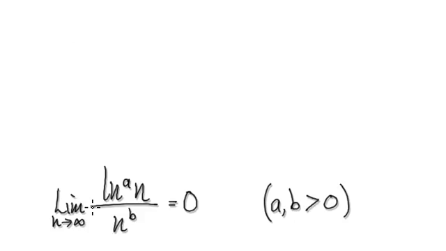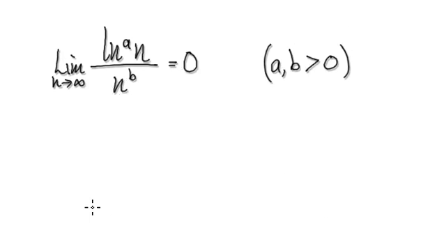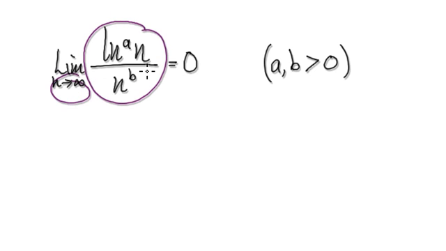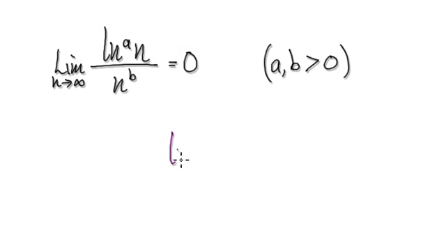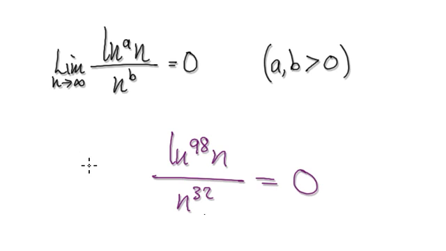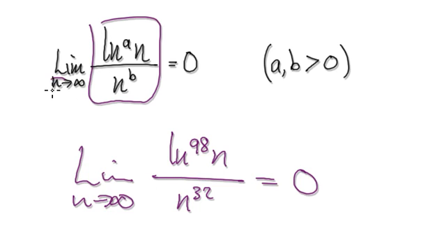So the moral of the story here is that the limit of this thing here as n heads to infinity will be 0. Even if you have, I don't know, natural log of 98 over, let's say, n to the power of 32, the limit of this will be 0 as n heads towards infinity. So accept that the limit of this as n heads towards infinity equals 0.